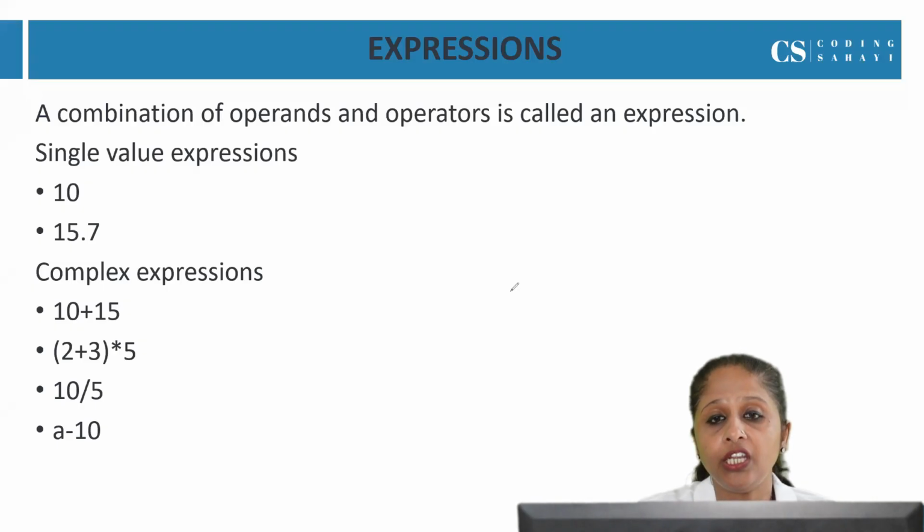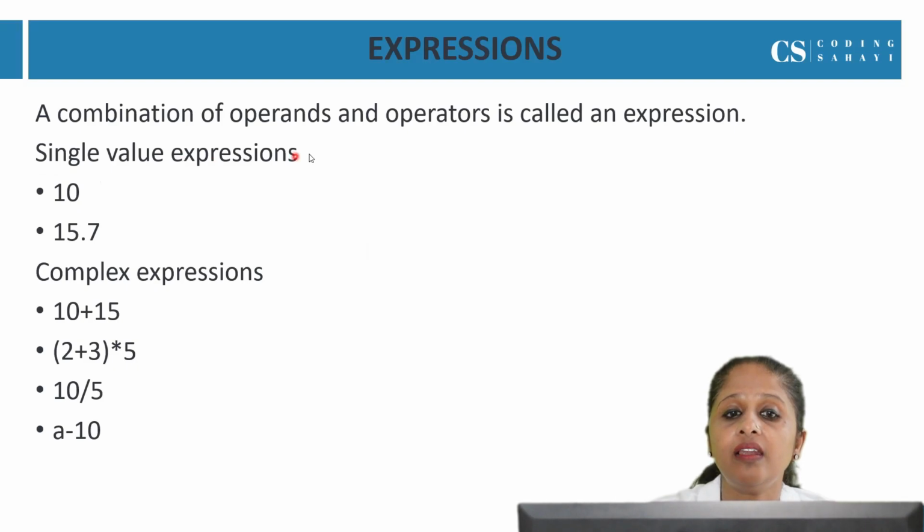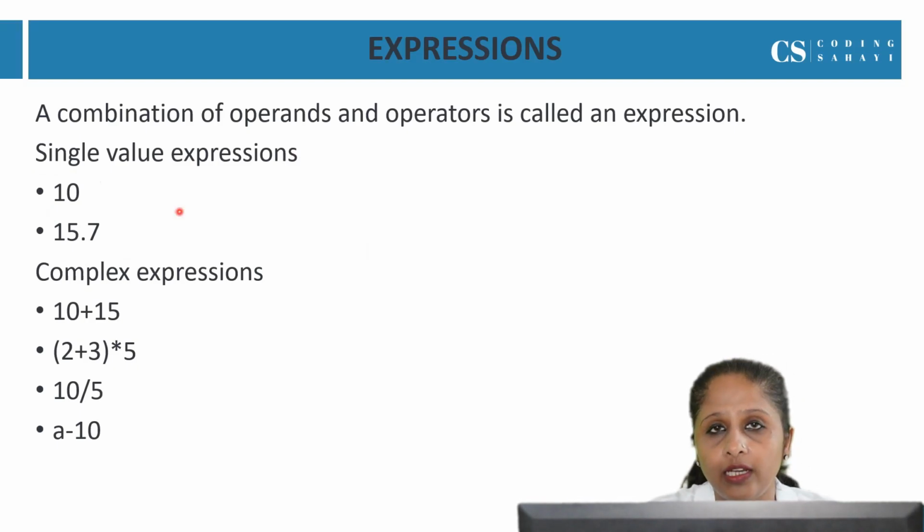Expressions are the combinations of operands and operators. So let's see some examples. First we have single value expressions. That is the values like 10, 15.7 or you're giving your name. So these are all single value expressions. There are only values there, no operators. So that is also an expression.